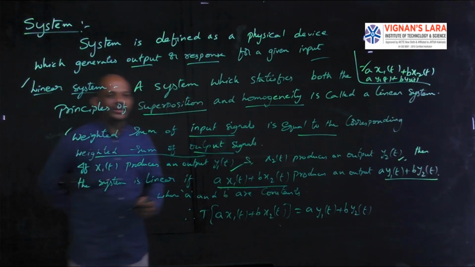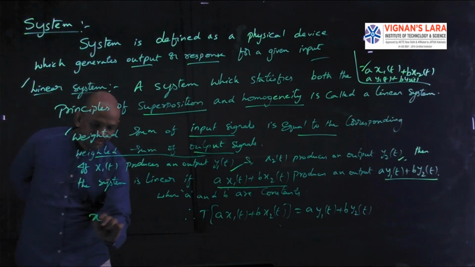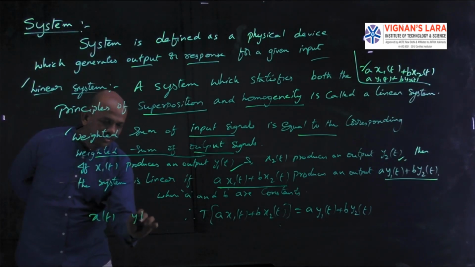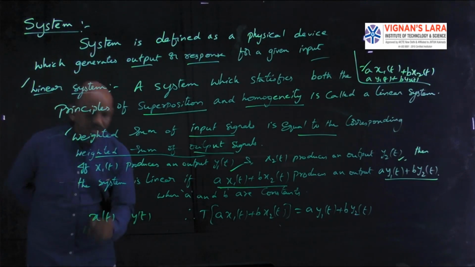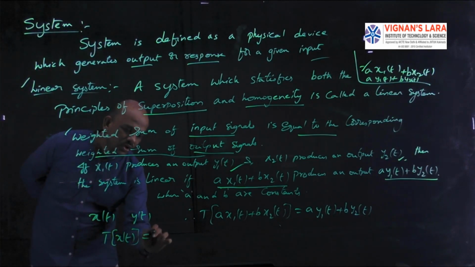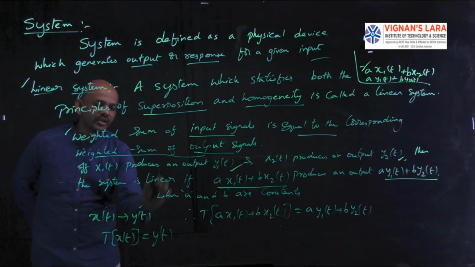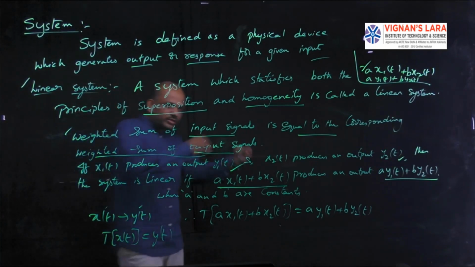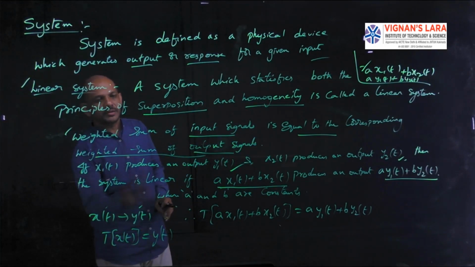So if you want to write the relation between input and output, if x of t is producing an output y of t, if you want to write this in equation format, how will you write? A transformed version of x of t is equal to y of t, because x of t is producing an output y of t. So x of t is transformed to y of t through the system. So I have to write the transformed version of x of t is nothing but y of t.